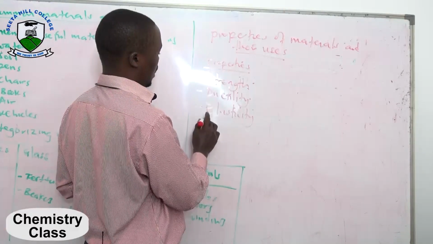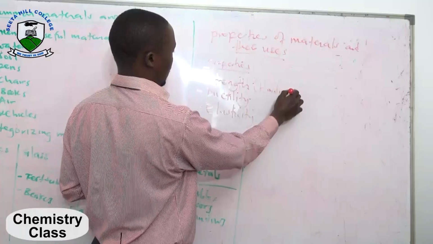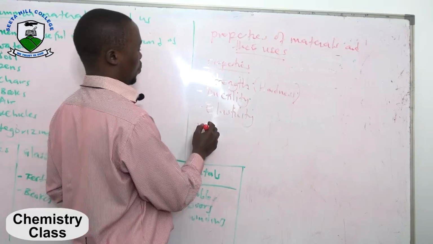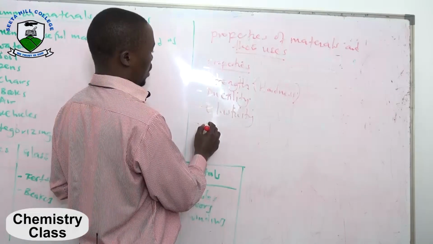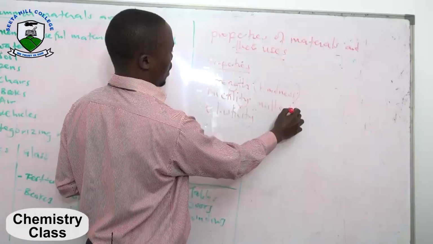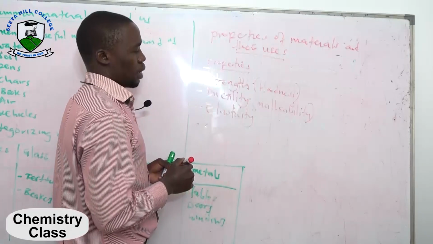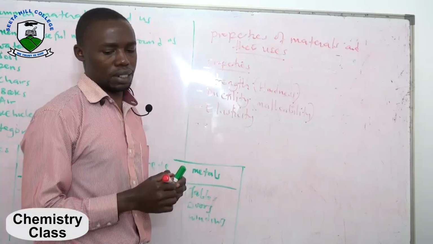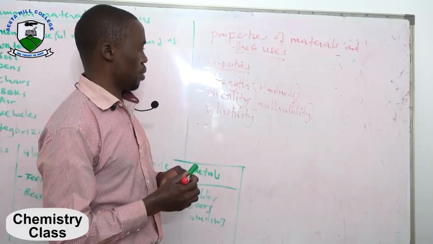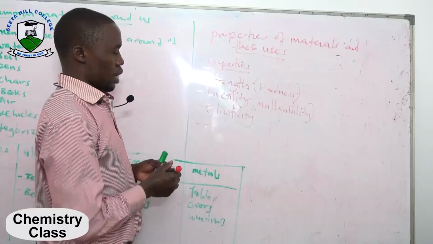Then under strength, we shall also categorize hardness. Then under ductility, we shall see malleability. Is it malleable? Can it be changed into another shape? To be ductile or to be malleable is to be changeable into another shape.